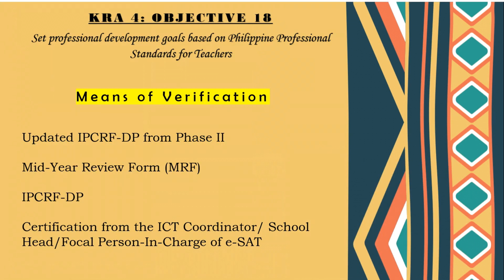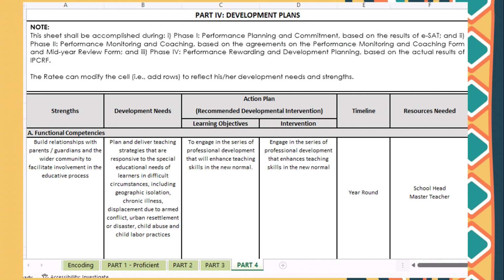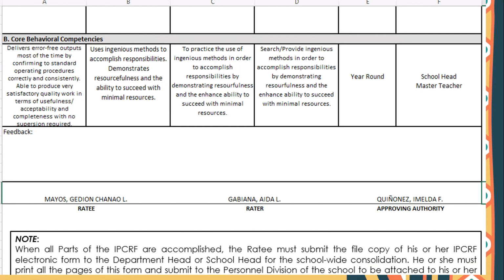Objective 18. Set professional development goals based on the PPST. Alright, ito naman po ang ating development plans. So, meron po tayong strength, development needs, action plan, timeline, resources needed. So, ang una po dyan, the first half ay functional competencies. Okay? And the second half po ay core behavioral competencies. So, makikita po natin dito na meron po tayong updated na DP.